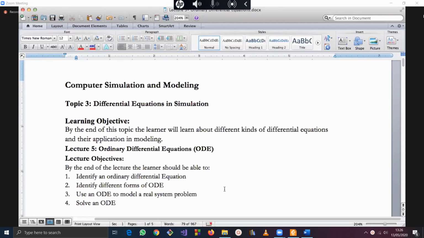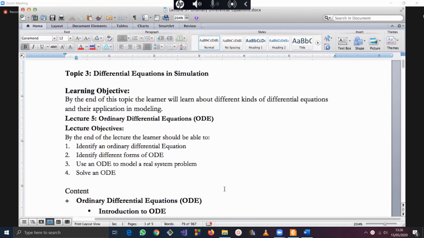But more importantly is to understand how we can use the ordinary differential equation to model a real problem. So all these things that we have been learning and discussing in different scenarios, we'll try to pick one or two of them, then see how we can represent them using the ODE. So let's then start.